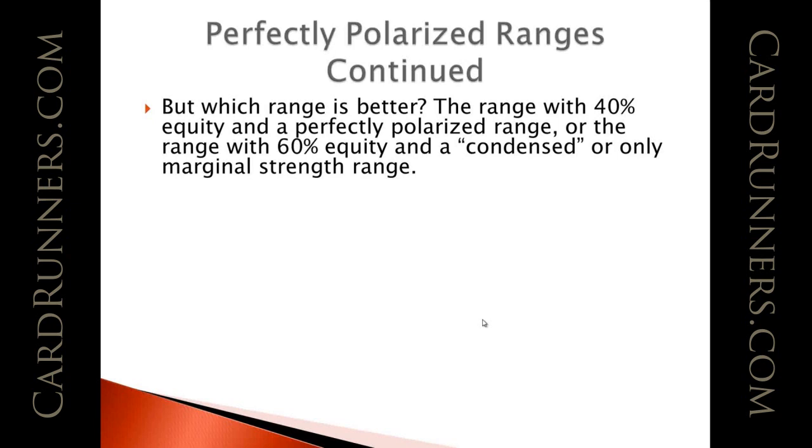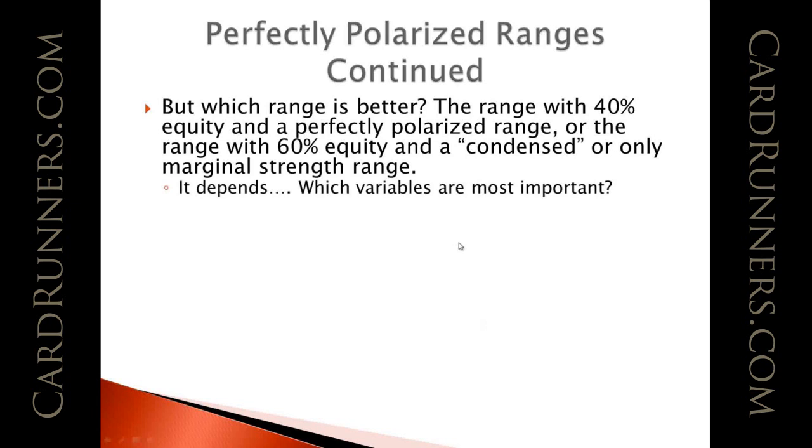How do you deal with the fact that one range has a better distribution of equity, it has more nutted hands and more air hands, which are easier and more effective to play, yet the other range has overall more equity? Who decides what happens? So think about this for a minute. What do you think, in your opinion, is better? A range that has 40% equity but a great distribution of equity, or a range that has 60% equity but a poor distribution of equity? Think about it for a minute.